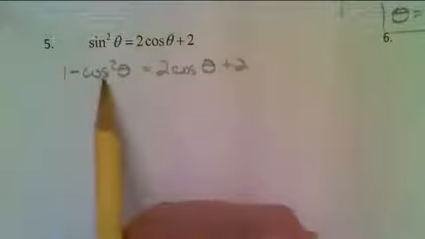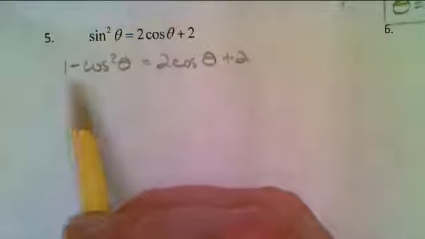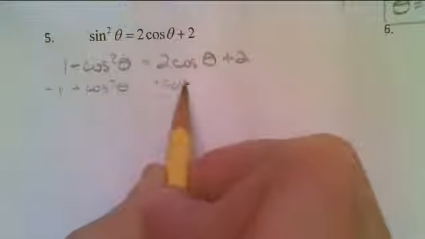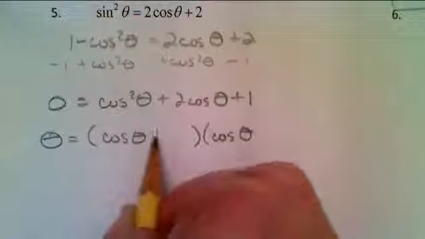So now it's like having 1 minus x squared equals 2x plus 2. So let's add cosine squared and subtract 1 to both sides of the equation. So I'm going to get 0 over here equals, I have a positive cosine squared, a plus 2 cosine, and a plus 1. So again, that's a quadratic we can factor. It's going to factor into cosine theta plus 1 times cosine theta plus 1. That gives me my middle term of 2 cosine. So I really have a double root there.